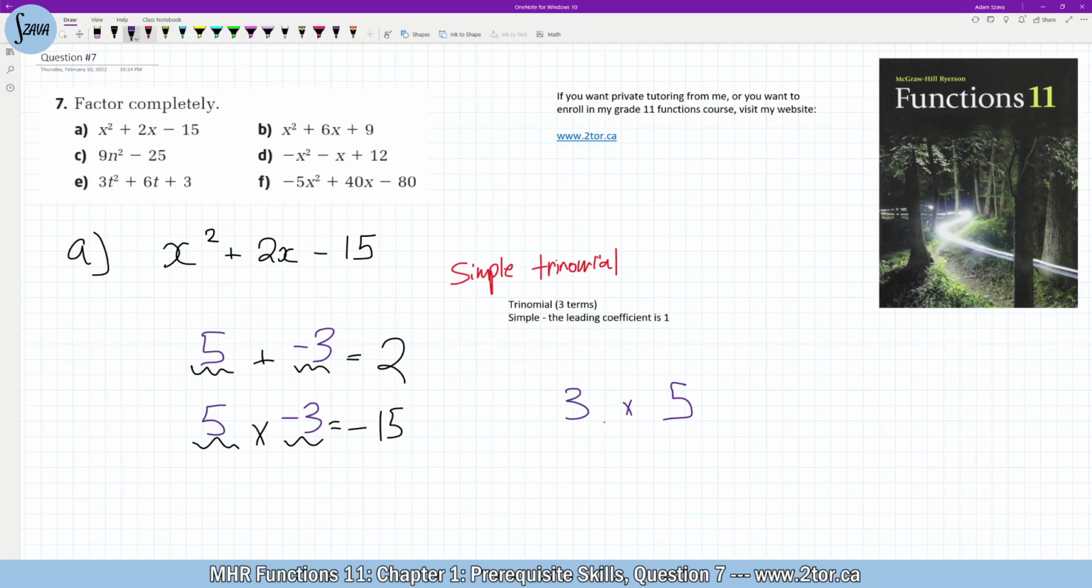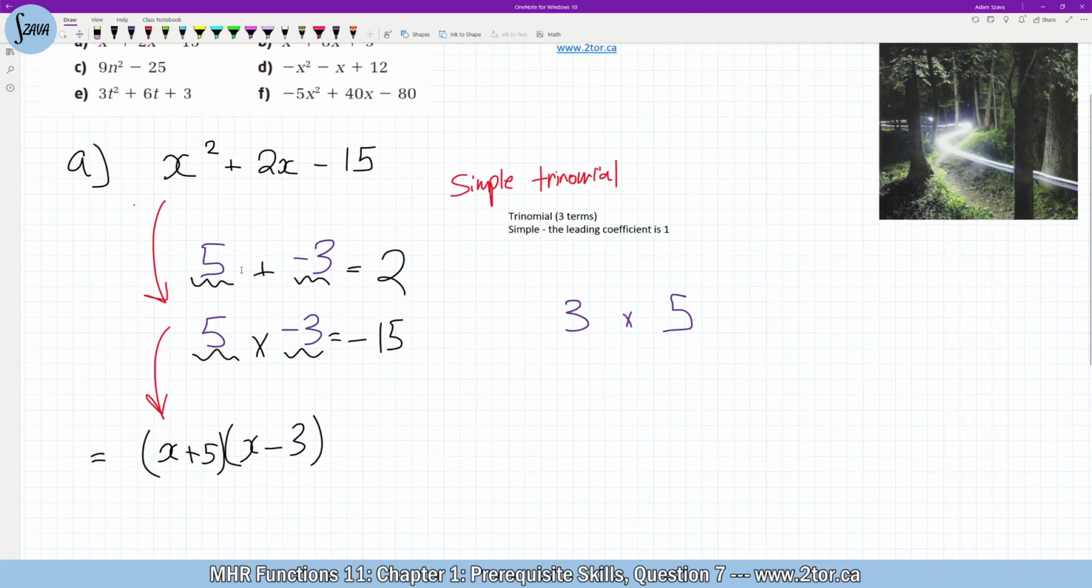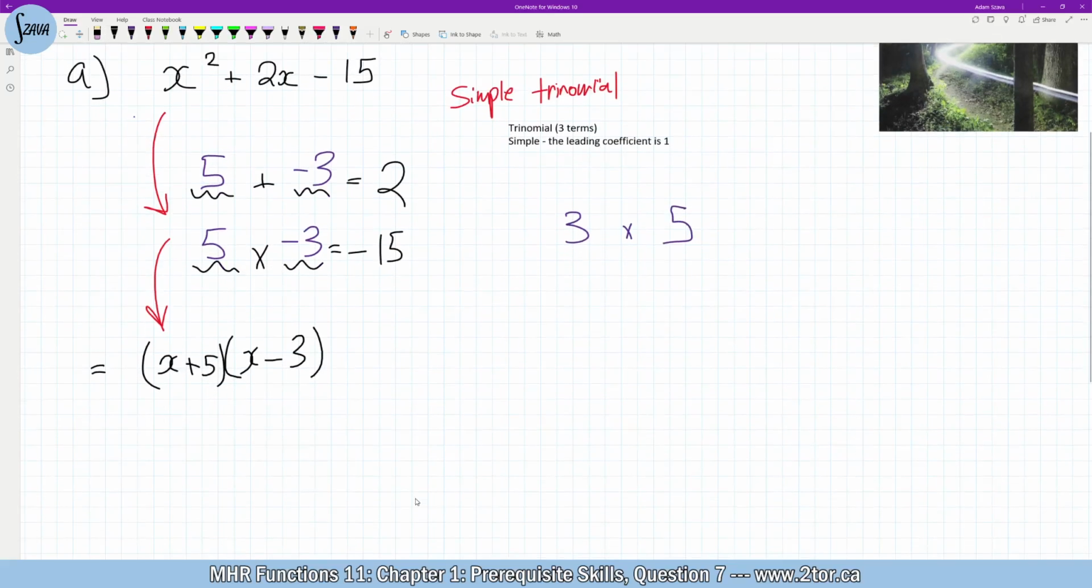So from here, I just use this information to write it in factored form. So that's going to be something like x plus 5, x minus 3. Simple factoring lets us just use these numbers that I just found and write it in factored form. That's it for part A.